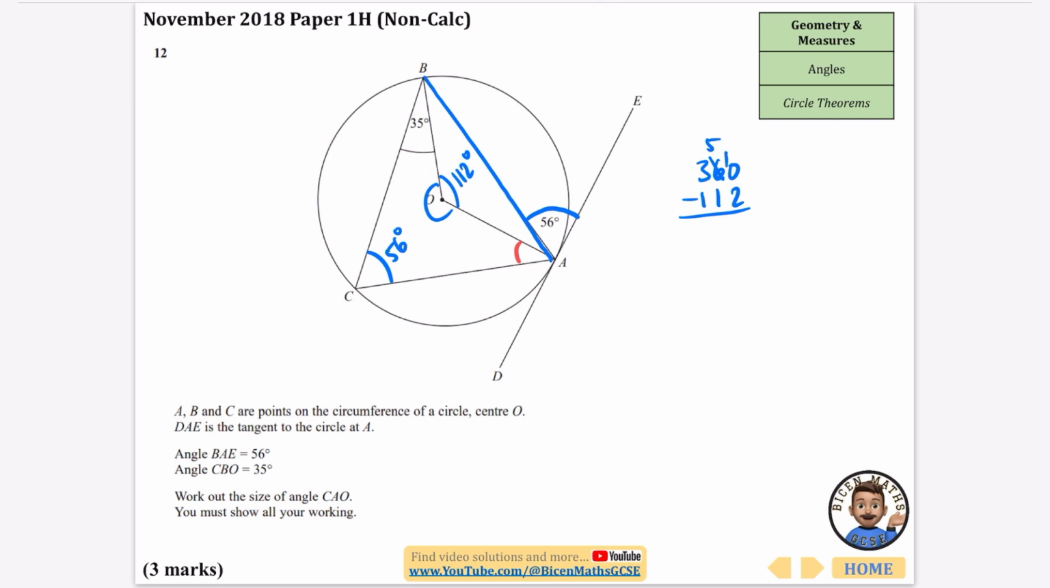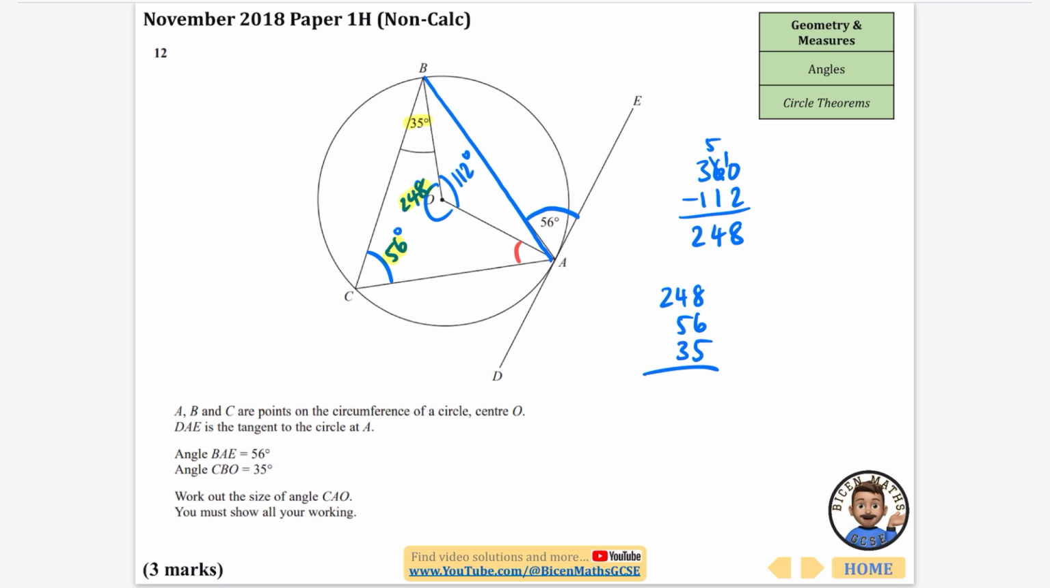So I'll borrow the 1 from the 5. 10 take away 2 is 8. 5 take away 4 is 1. And 3 take away 2 is 1, so 248. So the angle that I'm going to try and work out, which is this one here, I'm going to do 360 minus the 35, the 56, and the 248, because it is a four-sided shape. So I'm going to add 248, 56, and 35 together and then take it away from 360.